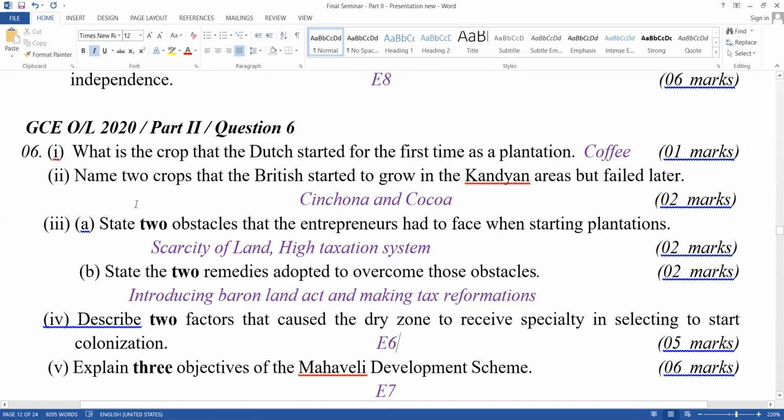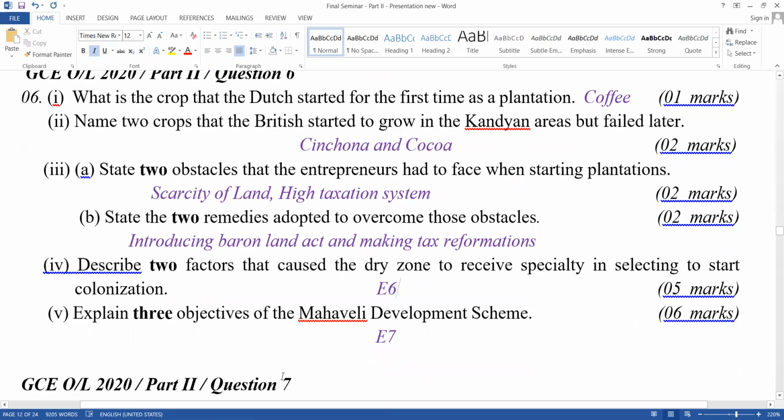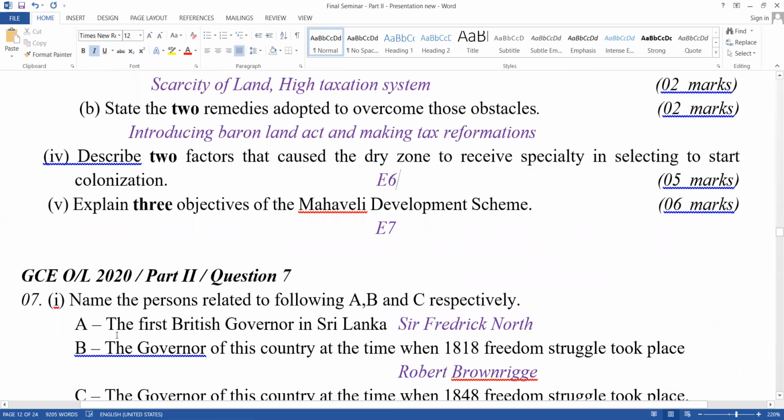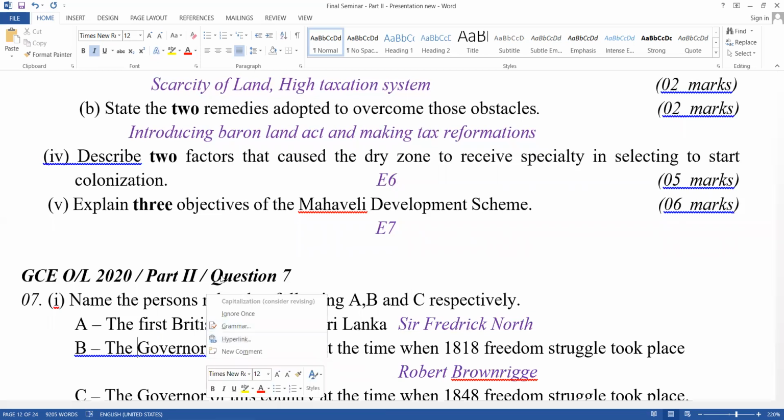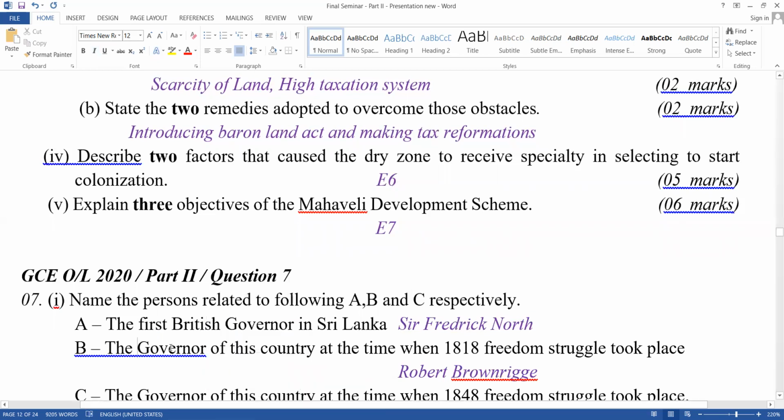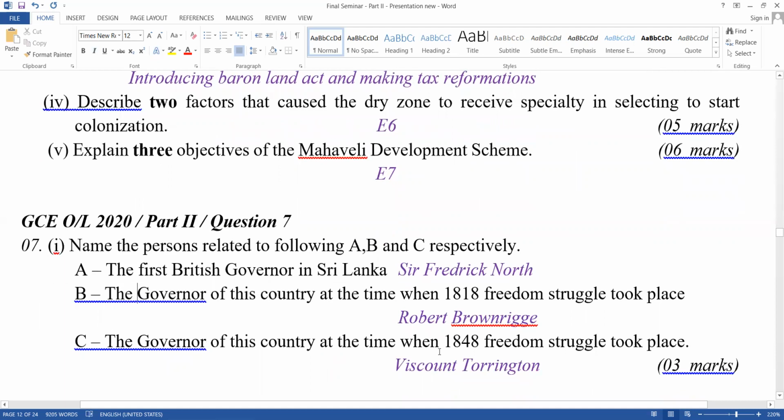E7. See, sixth and seventh, both questions sometimes come from the second section, not using Dutch and Portuguese. Here, 2026 question, now see the seventh question, even from the same. First British governor in Sri Lanka, Frederick North. The governor of this country at the time of the 1818 struggle, Robert Brownrigg. And the governor at the time of the 1848 freedom struggle, Viscount Torrington.